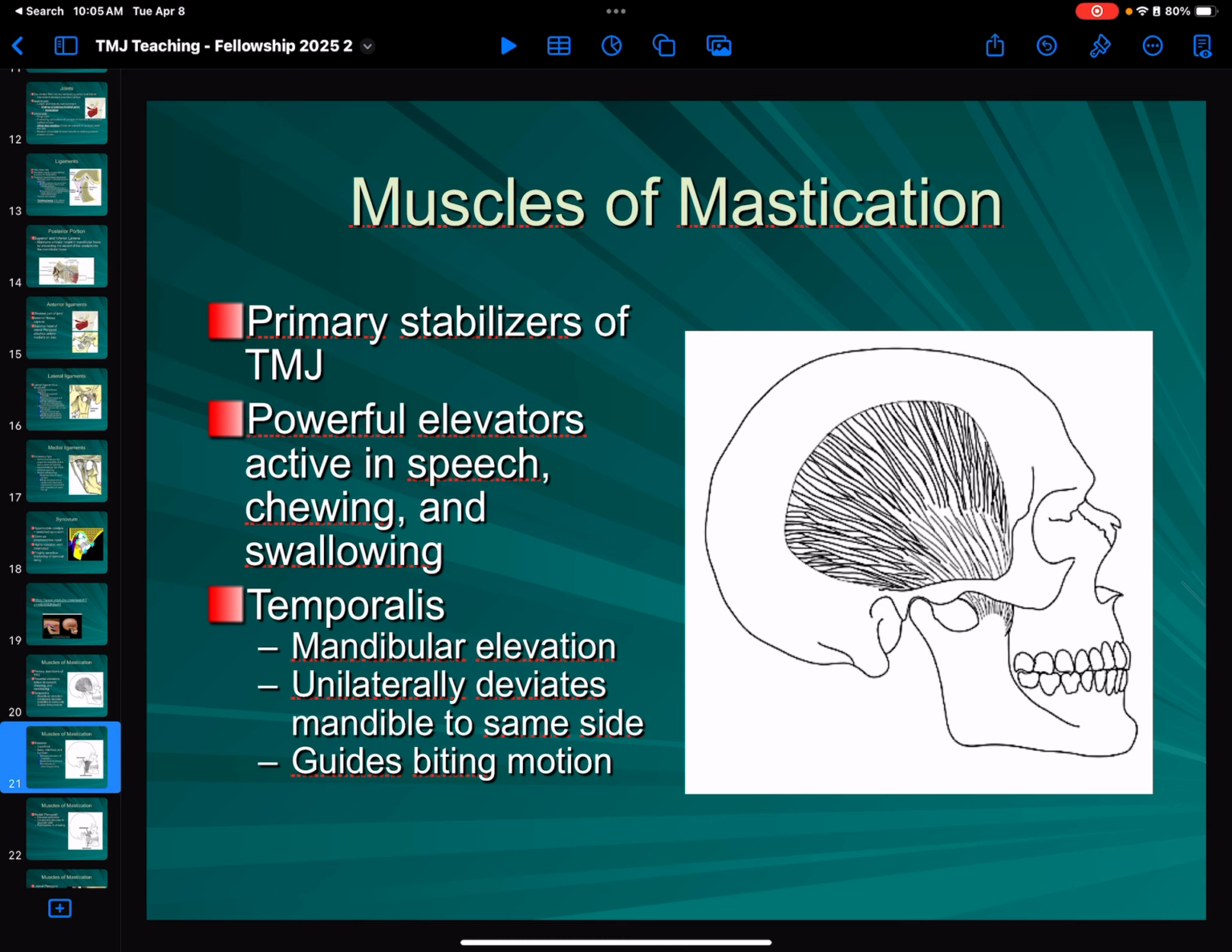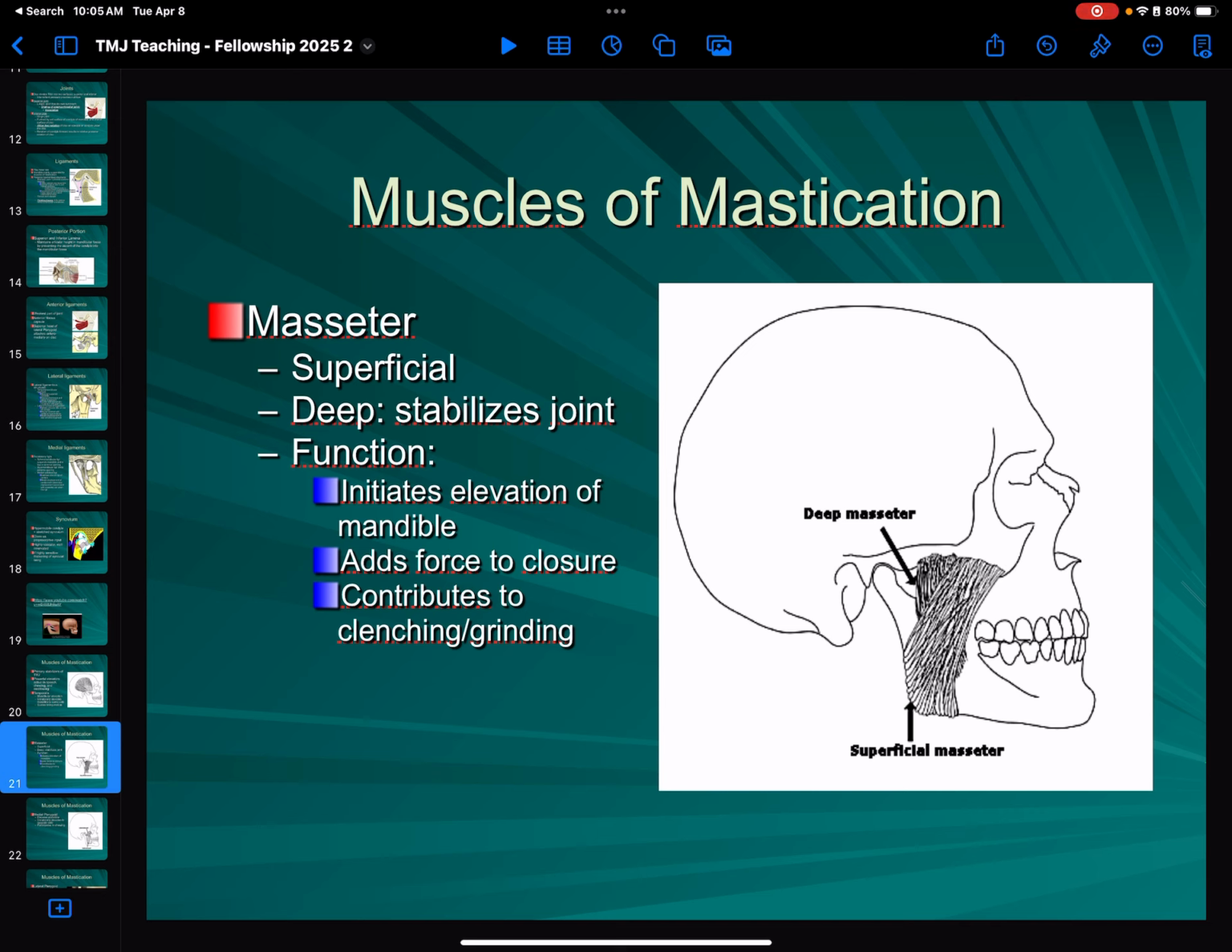So what else is going to help with closing? Again, based on anatomy, it is the masseter muscle. There are two aspects of the masseter, the superficial and the deep. The deep portion is going to stabilize the joint itself. Looking at the anatomy and even the orientation of the fibers, does that make sense? That would also be active in closing or clenching. And this is the other one that I spend a lot of time working on and educating patients on.